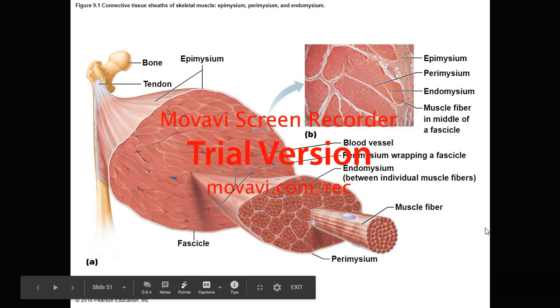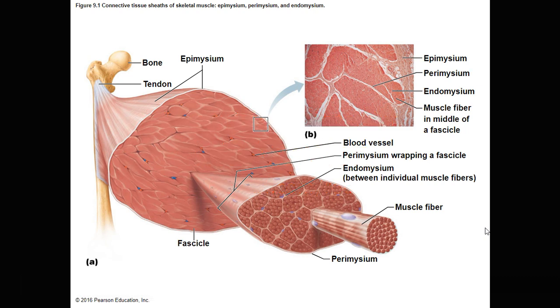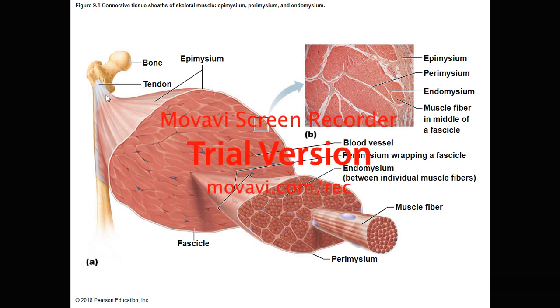And again, it's important to remember that all of these connective tissue sheaths are continuous with one another, as well as with the tendons that join muscles to bone. So all these connective tissue sheaths are continuous with each other, and you see right here this tendon which joins the muscle to bone.